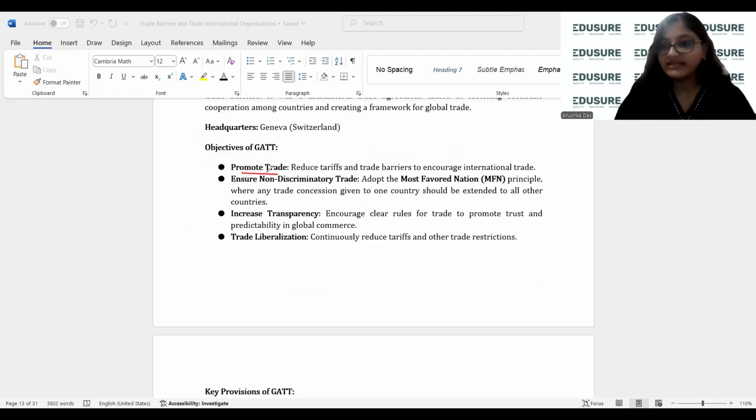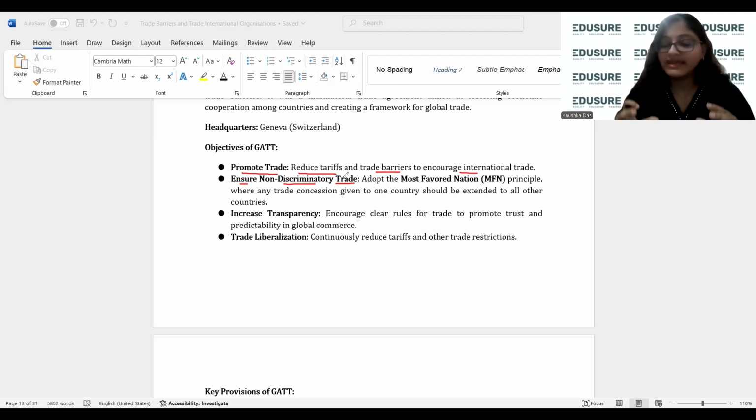Objectives. Firstly, to promote free trade: reduce tariffs and trade barriers to encourage international trade. That is the main purpose. Remember this. Now, second is to ensure non-discriminatory trade. All the member countries who have signed this GATT agreement will be treated equally. This is also one of the most important things. If you are a GATT-signed member country, you will be given equal importance to every other country who has signed the agreement. So there will be non-discriminatory trade.